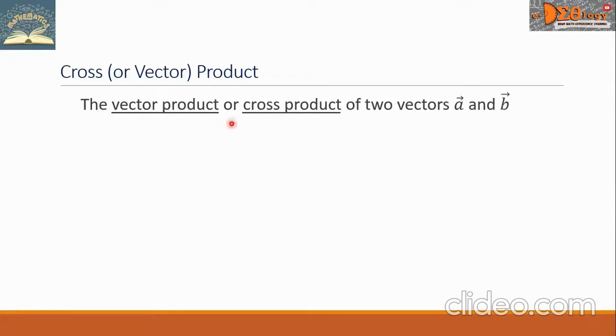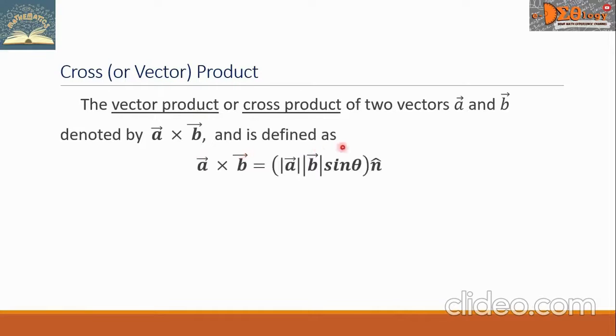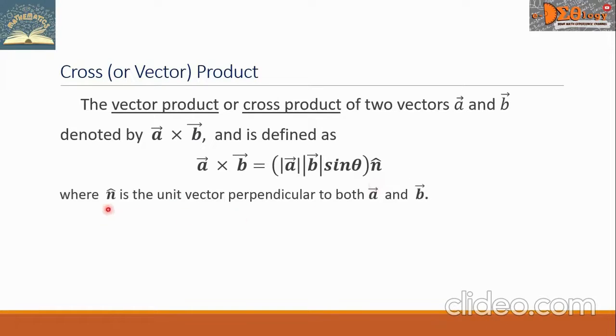The vector product or cross product of two vectors A and B, denoted by vector A times vector B, is defined as vector A times vector B equals the quantity length of A times length of B times the sine theta. This theta is the angle between the two vectors. And this quantity is multiplied by a component n, where this component n is the unit vector perpendicular to both A and B.